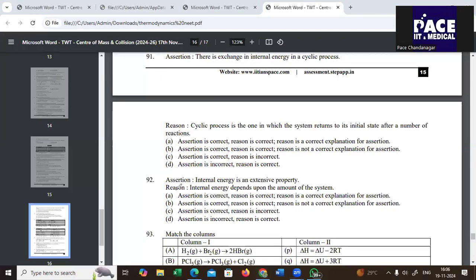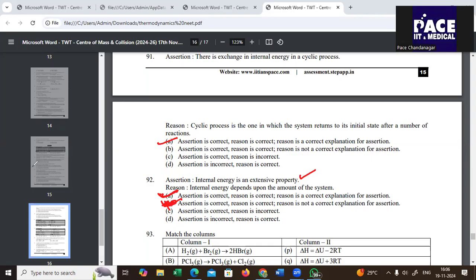Option A. Then 92. Assertion: internal energy is an extensive property. Tell me, is it an extensive property? Yes, it is an extensive property. It is dependent on the mass. So definitely it is an extensive property. Internal energy depends upon the amount of the system, right? Yes, however much the amount of the system is, that depends on it. Reason is correct, and it is a correct explanation also. Option B is correct. Reason is correct. Oh, reason is a correct explanation. Option A, not B, A.